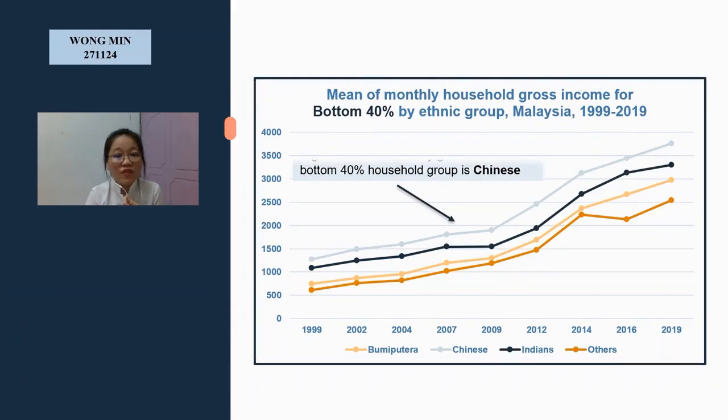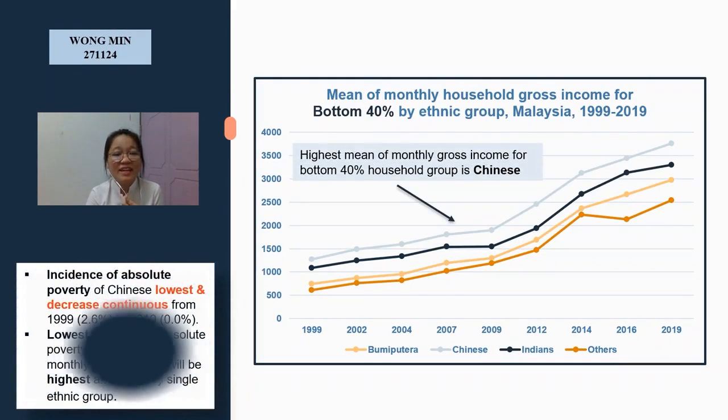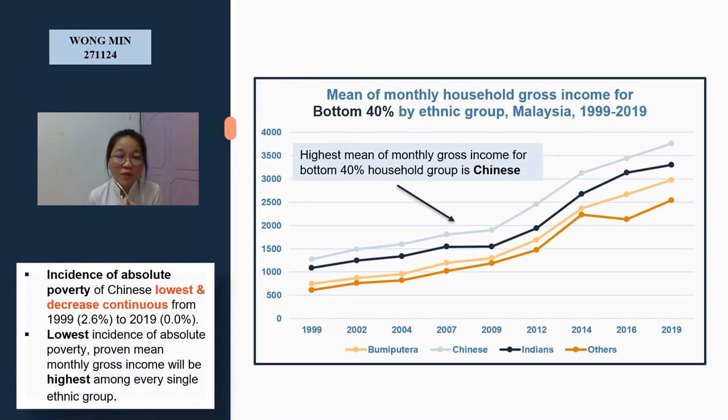And then for B40, Chinese is also the highest. It may be because the incidence of absolute poverty of Chinese is the lowest, and it continued to decrease from 1990 until 2019, and it even reached 0.0% in 2019. So when it is the lowest incidence of absolute poverty, it proves that the mean of monthly household gross income is the highest among every ethnic group, because Chinese are free of poverty problems, so in general they will have the highest income. So that's all from me.